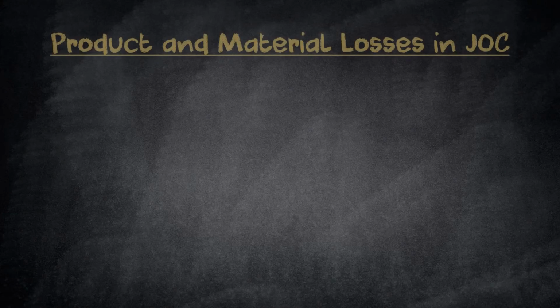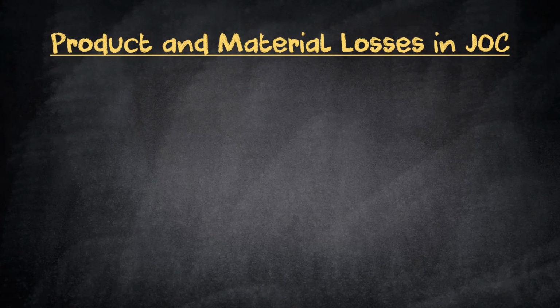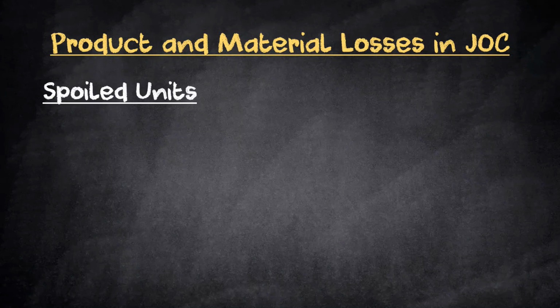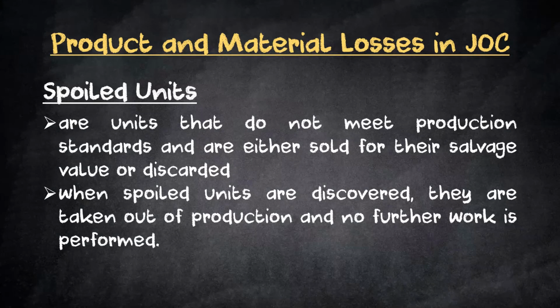So now, let's proceed naman sa product and material losses in job order costing system. So here we have the spoiled units. Ang spoiled units is yung mga units na hindi napasok sa production standards natin. These are usually taken out of production and no further work is performed.